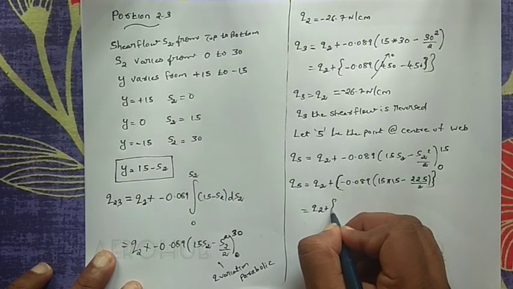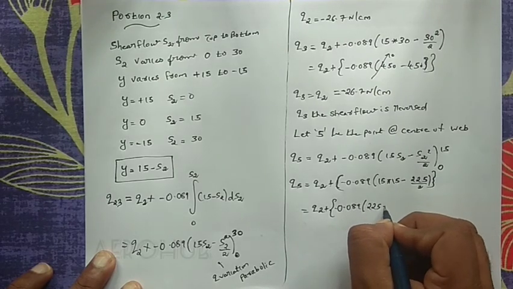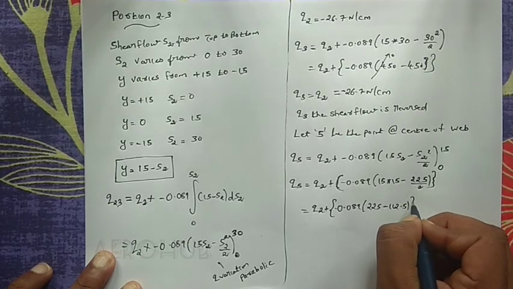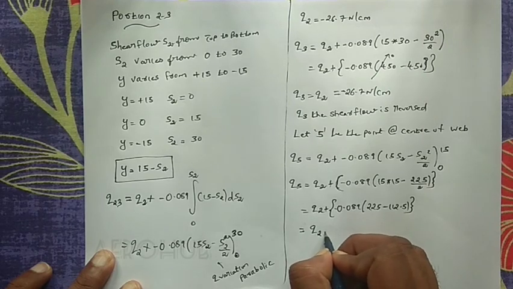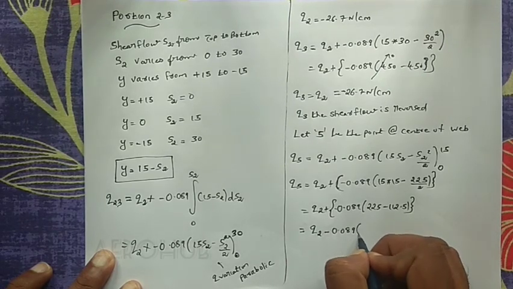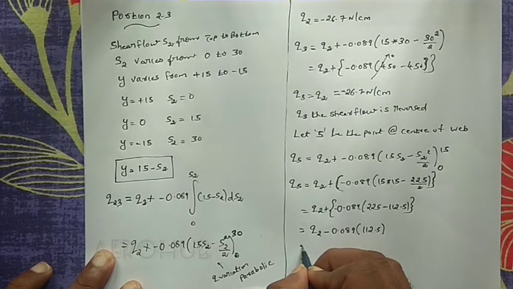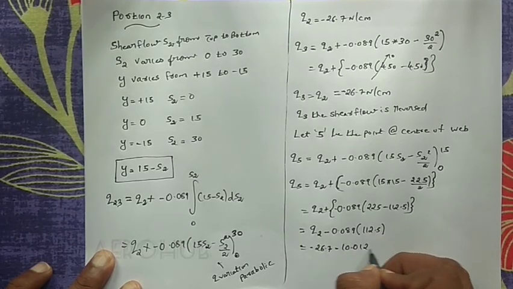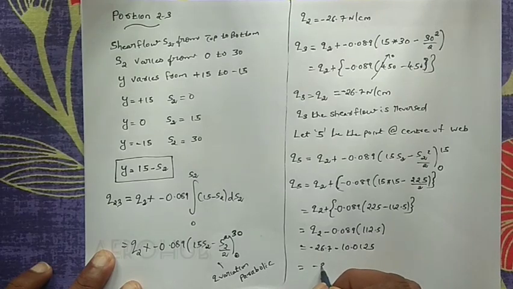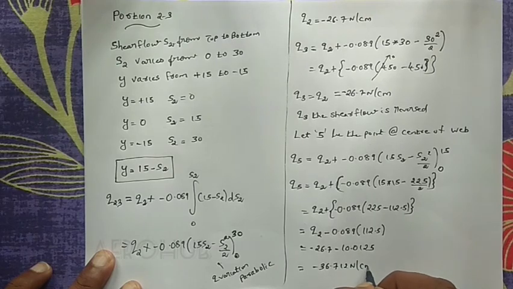Q2 plus minus 0.089. So it will be 225 minus 112.5. So this will be Q2 minus 0.089 into 112.5. So finally I will be getting minus 26.7 minus 10.0125, and this will be minus 36.712 Newton per centimeter. This is the value of Q5.